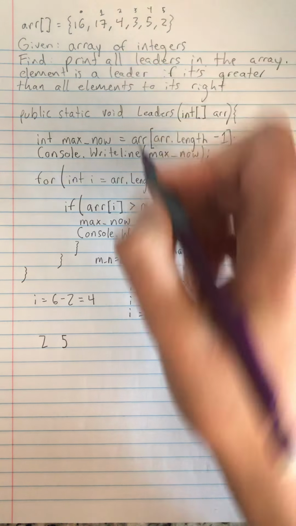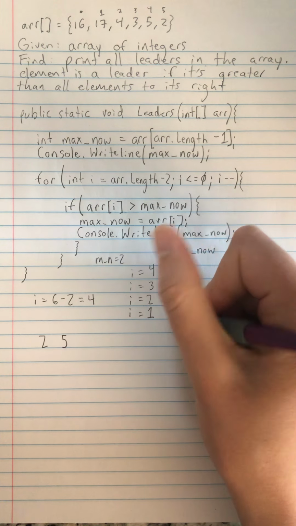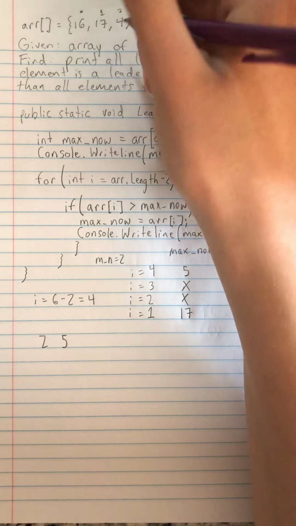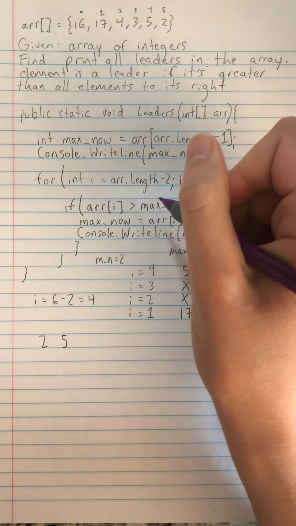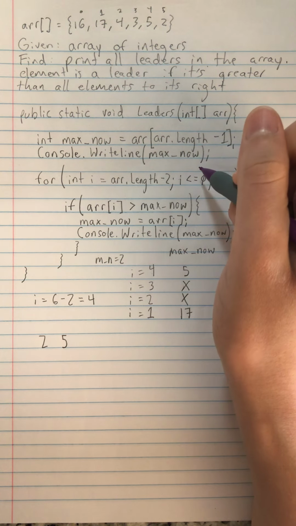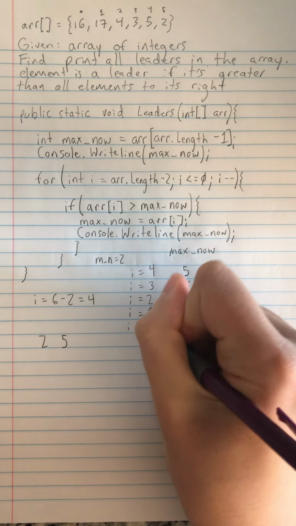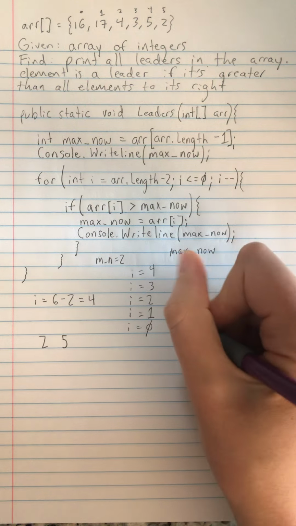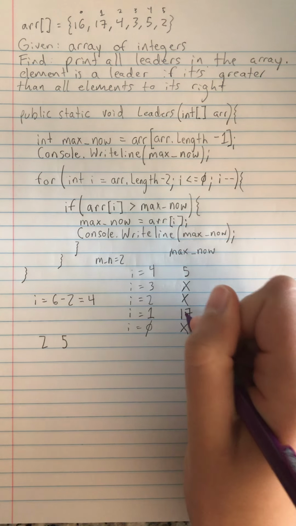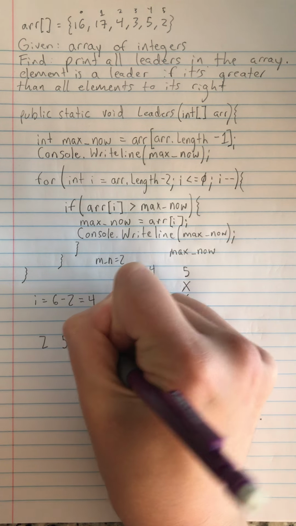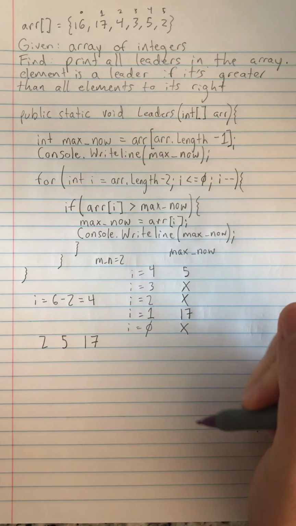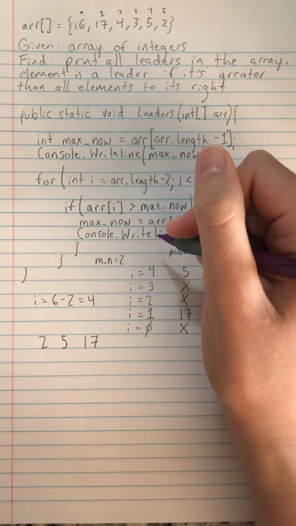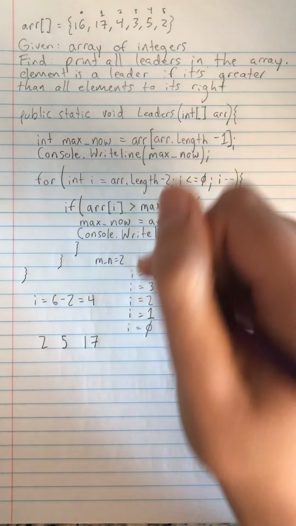At I equals 1, is 17 greater than 5? Yeah, it is. So 17. And now I is 0, we can still enter this for loop. Is 16 greater than 17? No, it's not. And here, we had printed 17 there in the console.writeLine statement. So yeah, we've printed all the leaders in this array as we expected.